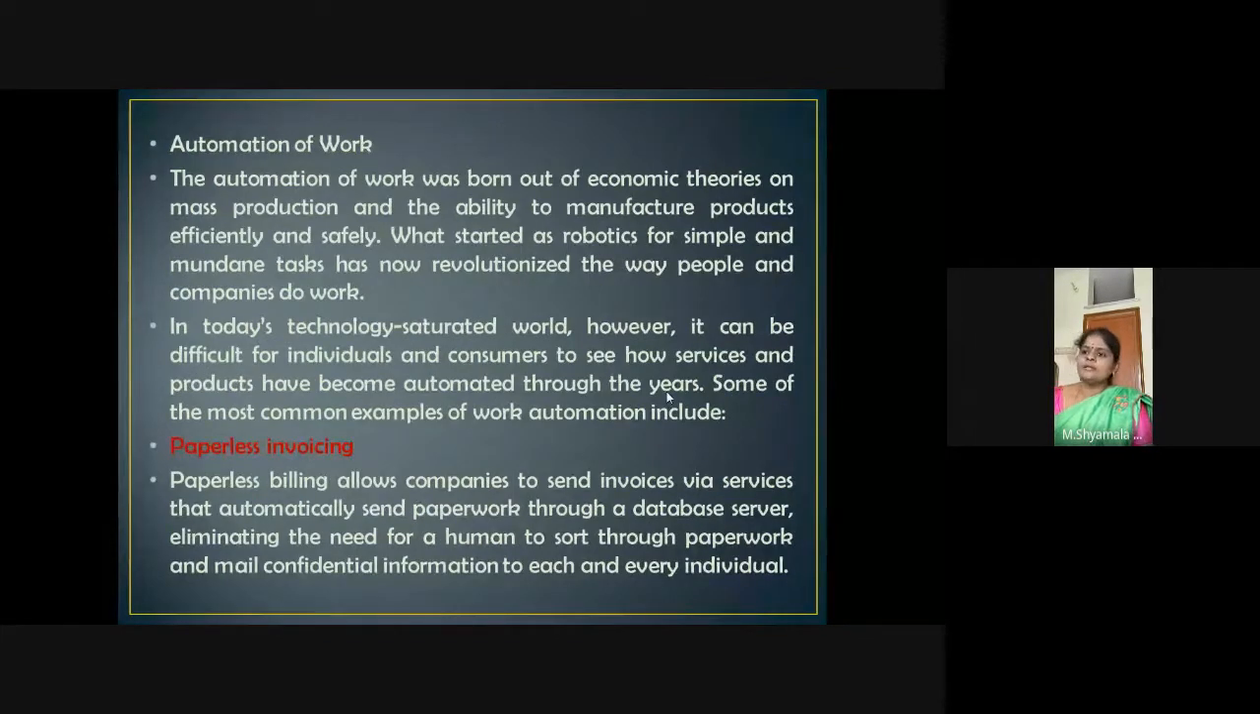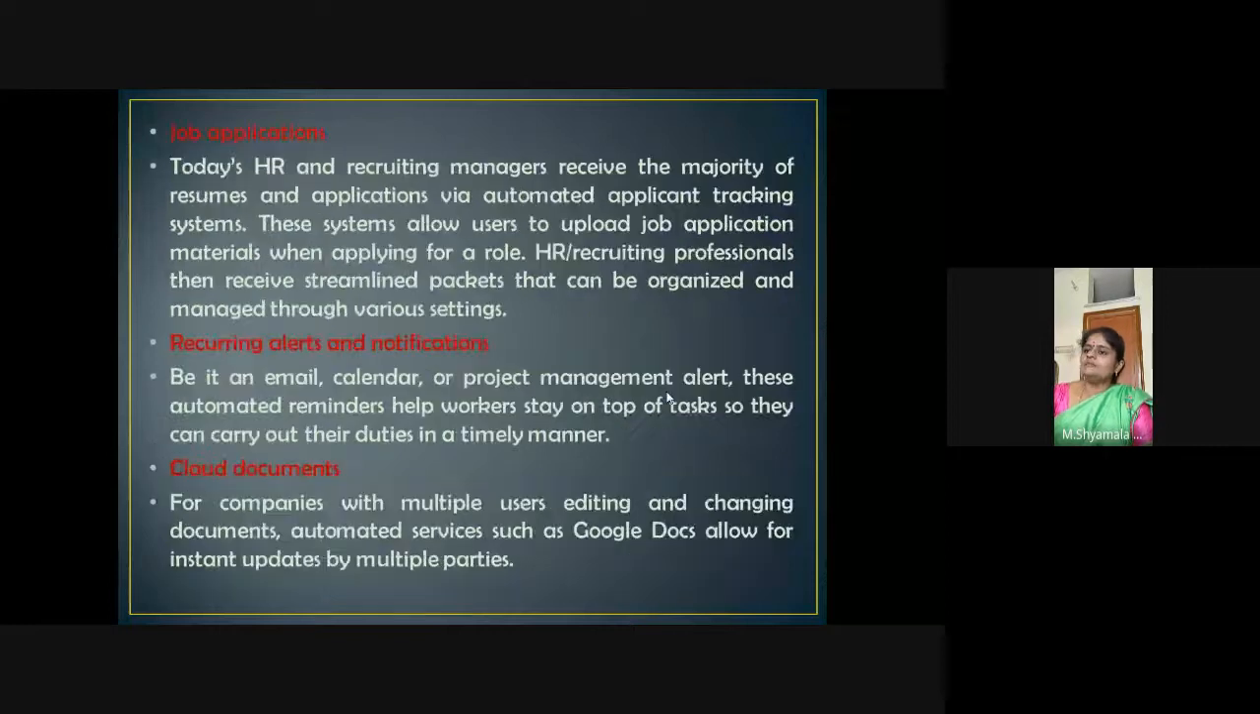So, automation at work. Normally, automation is incorporated in our everyday life in various aspects. One is paperless invoicing. So, it doesn't require any paper. Every data is stored in database servers. It eliminates the need for a human being.